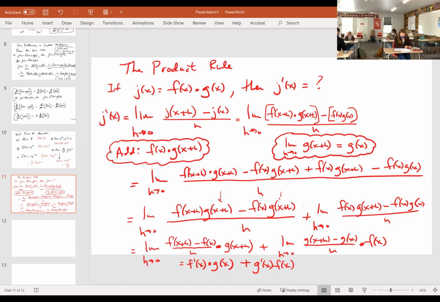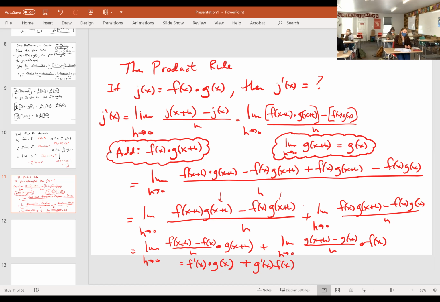There are two different ways to write this. For the product rule, most algebra textbooks like to write it like this: the derivative of the first times the second plus the derivative of the second times the first. That's the most common way of writing it.